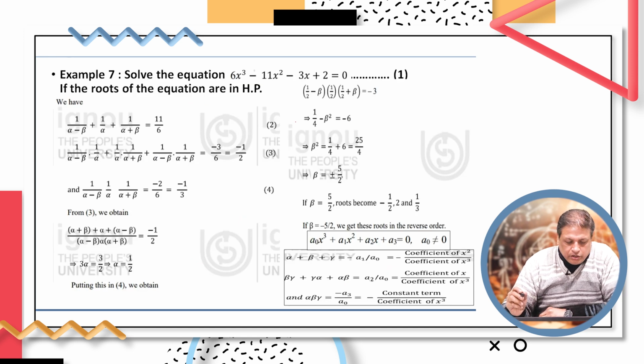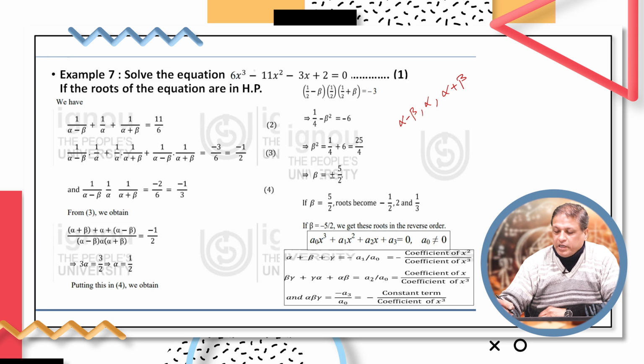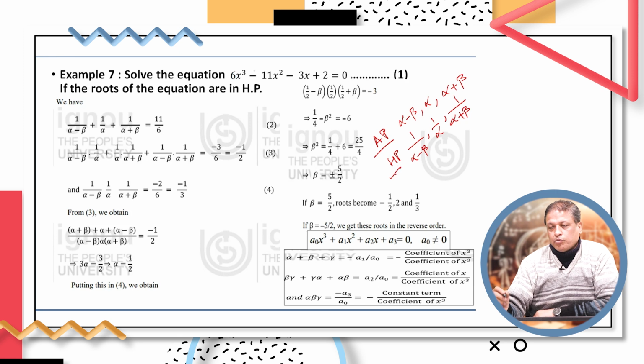Similarly, we can solve this numerical, that is, solve the equation. Now, instead of arithmetic progression, we may have the roots in harmonic progression, and harmonic progression, as you know, is the inverse of arithmetic progression. That means if alpha minus beta, alpha and alpha plus beta are the roots in arithmetic progression, then 1 over alpha minus beta, 1 over alpha and 1 over alpha plus beta are the roots in the harmonic progression. So this is for the arithmetic progression and this is for the harmonic progression.